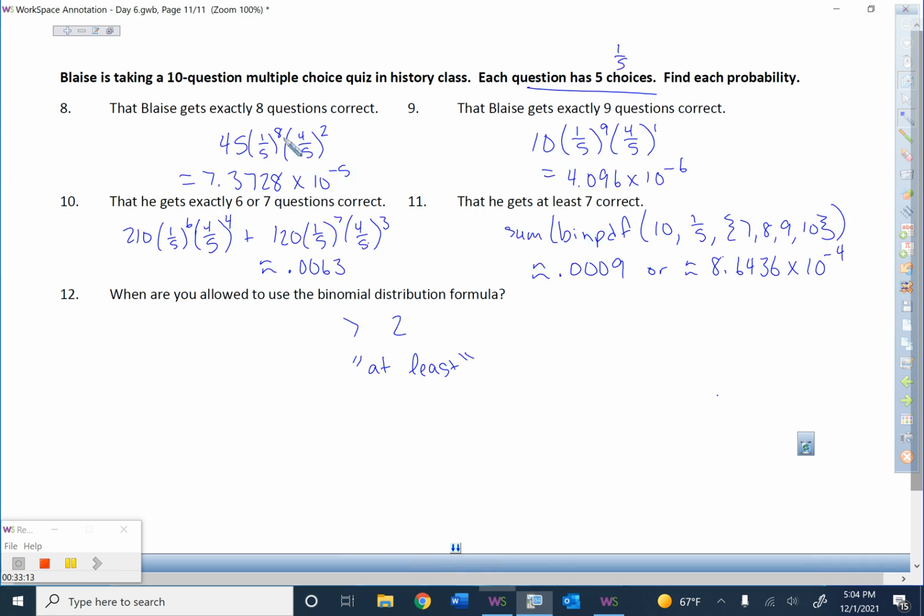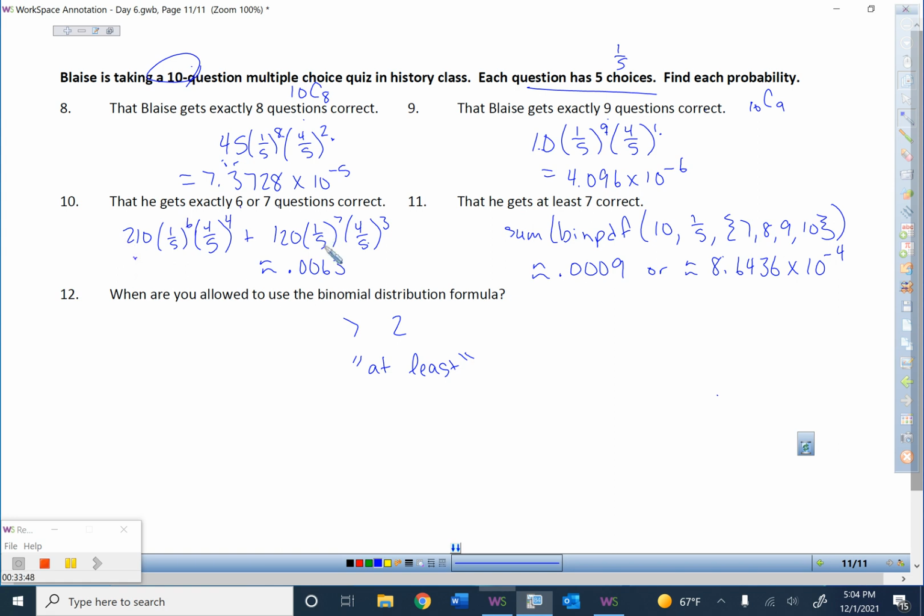First one, we wanted 8 right, which means 2 wrong. 45 ways to do this, either combination or Pascal's triangle. Next one, 9 questions correct, so 9 right, 1 wrong. 10 ways to do this, Pascal's triangle, or combination 10C9. This one would be 10C8. Anytime I'm answering multiple questions about the same thing, I'm going to use Pascal's triangle. Okay, this one, 6 or 7, you have to show your work for.